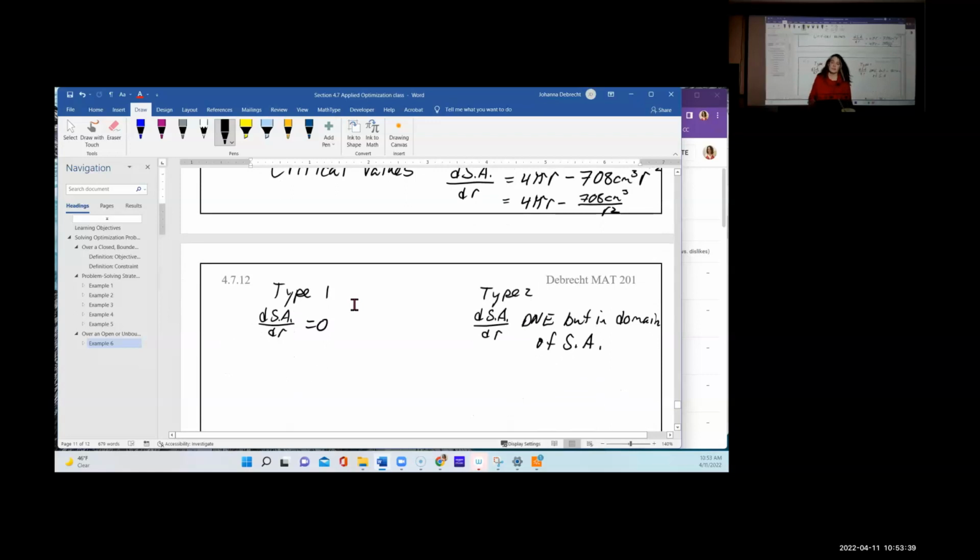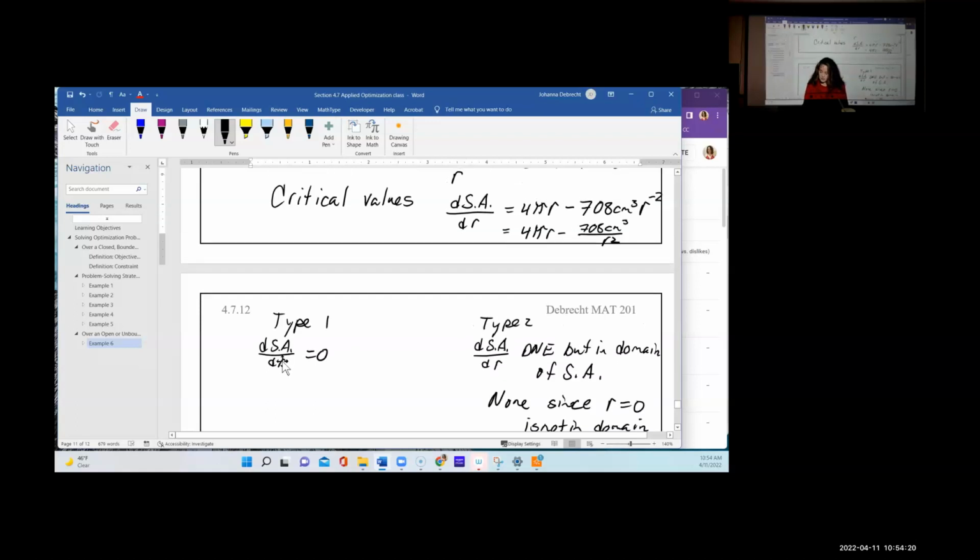So it looks like there's a type 2 because the derivative does not exist if r is 0, but that's not in the domain of the surface area. If r is 0, we don't have a can. If the radius is 0, we don't have a can. And so we can ignore that one and go on to the next one. So there actually are none of type 2 again, since r equals 0 is not in the domain. That's why that's not a type 2.